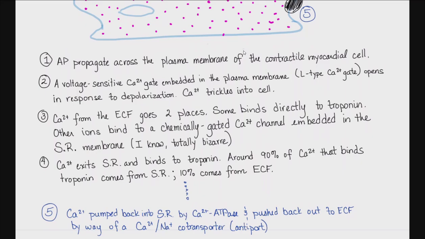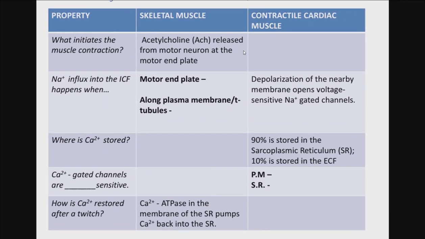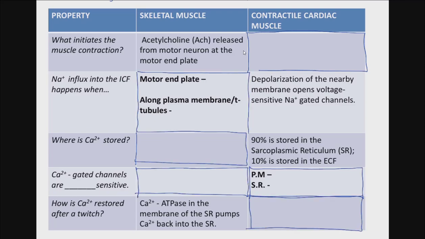All right, so those are the basic steps of excitation-contraction coupling in the cardiac fiber. Now, as you can see, there are quite a few differences from the steps that occur in the skeletal muscle fiber. So at this point, I'm going to go ahead and put up a table that I use in class, and I would like you to copy this table down and fill in the information that's already shown. And then what you should do is you should try to fill in the blank boxes on your own. So the ones that I've boxed.